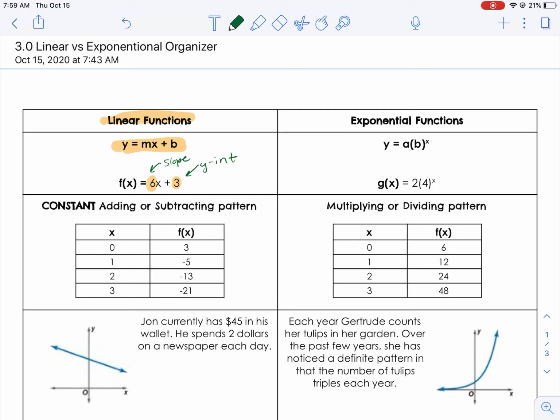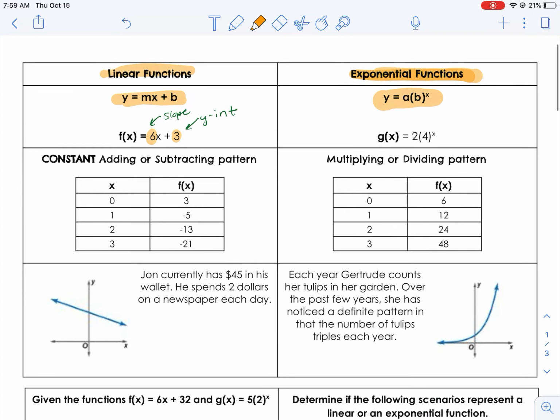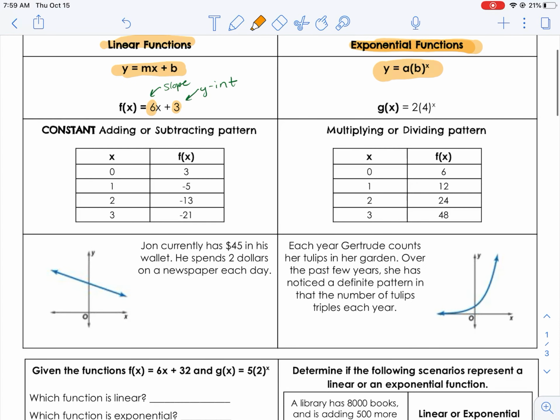Okay, but I'm going to introduce you guys to a new type of function today, and it's called an exponential function, okay? An exponential function is going to look like this below, so y equals a times b to the x, okay? And we'll get more into that in a second. I want to show you a table of each.